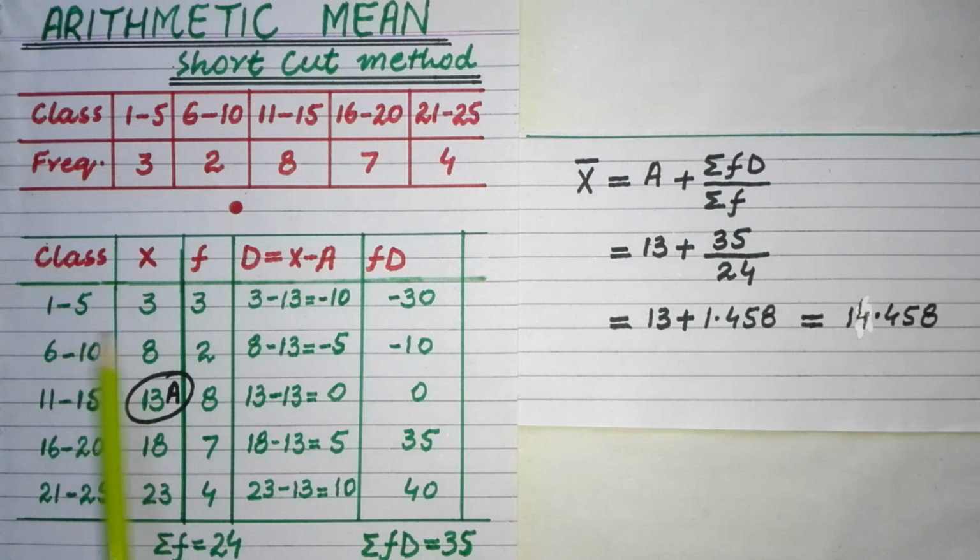Now dear students, after this column, in this data we add the column of d. And to find the value of d of a class, we take its class mark and from its class mark we subtract the assumed arithmetic mean.